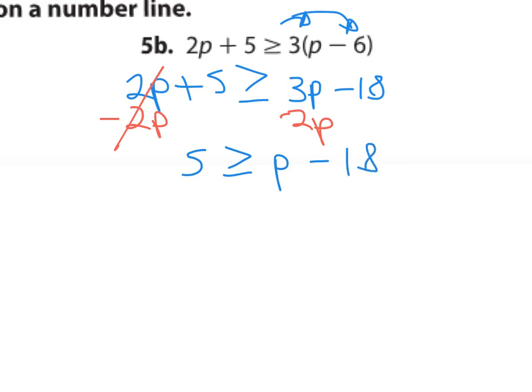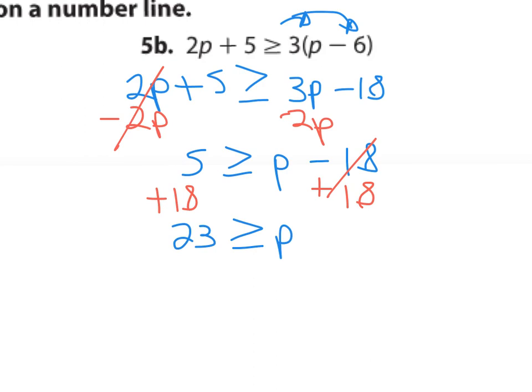Let's use addition property of equality to remove the 18 so we can isolate the p. And we add 18 to both sides. And on this side, the 18s are gone, so I'm left with simply p. And on this side, we have 23, right? So 23 is greater than or equal to p.